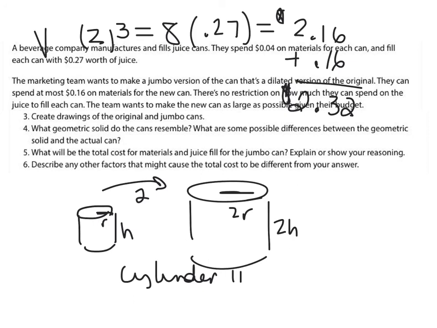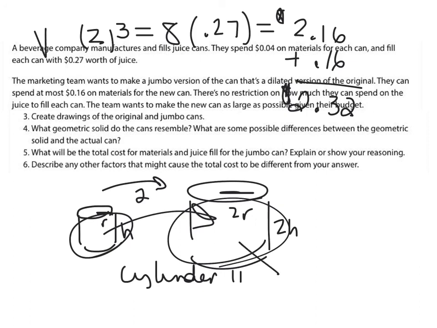Describe any other factors that might cause the total cost to be different from your answer. I guess it's assuming that we can put the exact percentage of juice into the original can and scale it up into the new can. The material for the new can might need to be thicker. Just because it's a bigger can, it has to hold some more juice, so you might need thicker walls. But we're just assuming there. That's all I got. Good job. I'll see you Monday.